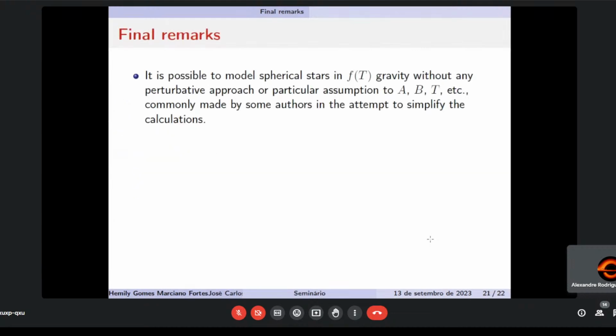In conclusion, it's possible to model this kind of stars using these distortion models without any perturbative approach, but we see in the literature many authors consider a perturbative approach because the equations are very cumbersome to deal with. But if you use the conservation equation, we can make the problem easier to deal with.